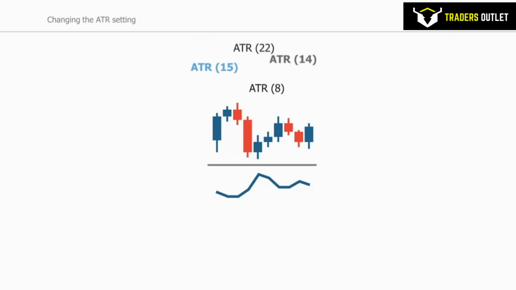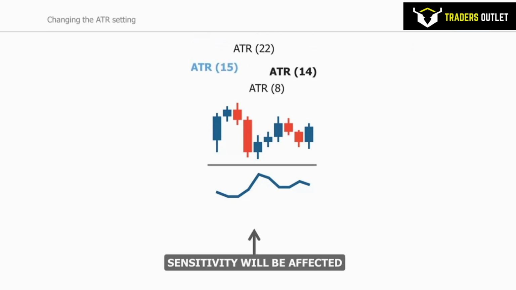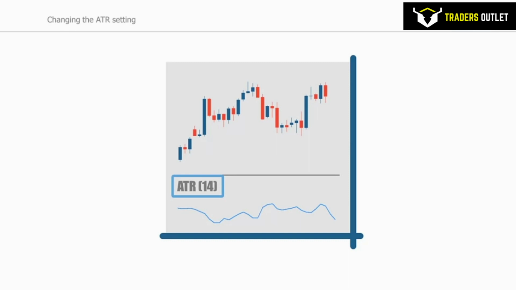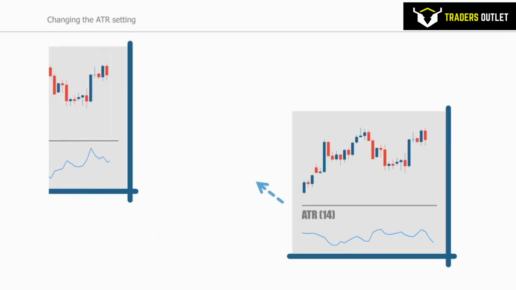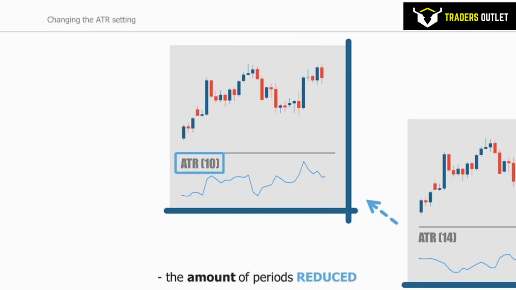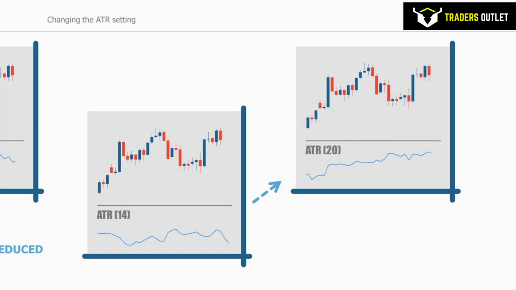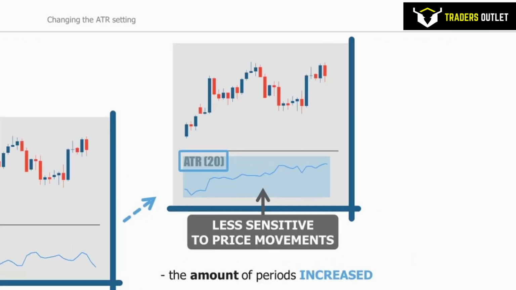You can change the setting of the ATR indicator, but it is important to remember that doing so will affect its sensitivity. As an example, imagine your ATR is set at 14. If you change the setting to 10, this will reduce the amount of periods on which the indicator bases its calculation. This will make it more sensitive to price movements and produce a choppier ATR reading. Conversely, if you change the setting to 20, this will increase the amount of periods on which the indicator bases its calculation. This will make it less sensitive to price movements and produce a smoother ATR reading.